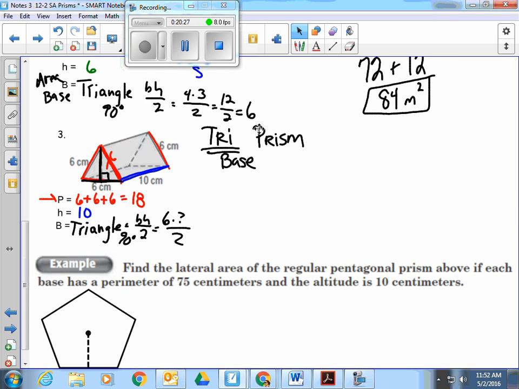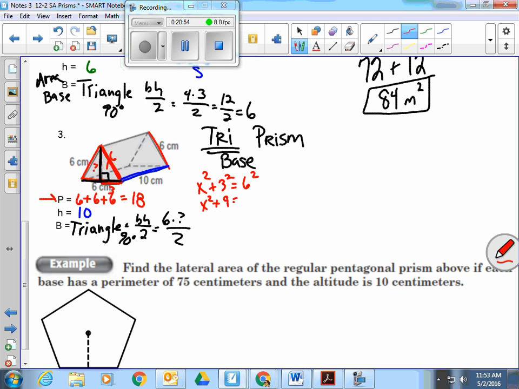But if I remember, how big is this piece right here? 3. So what would I do to find this piece here? Pythagorean theorem. Now we also know that it's an equilateral triangle, so all the angles have to equal 60, don't we? So technically, I could also use trig to solve those answers. But here it would be x squared plus 3 squared equals 6 squared.